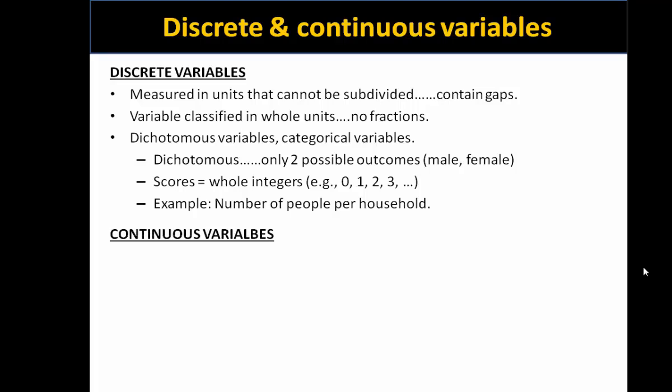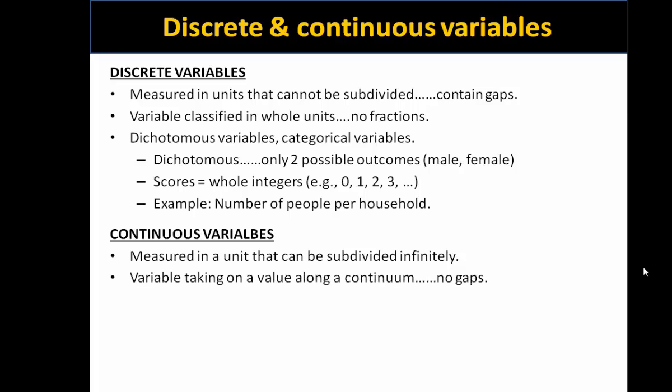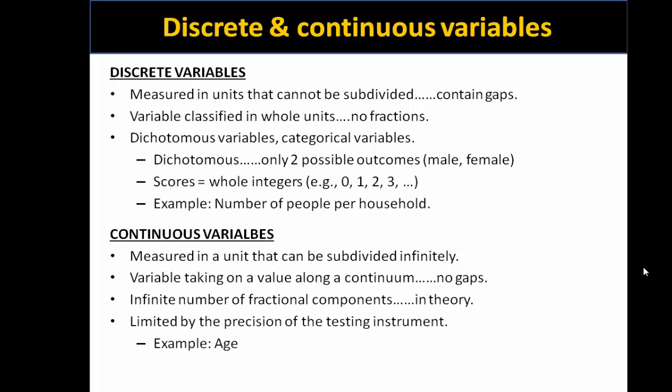This is different than continuous variables, which can be subdivided, in theory, infinitely. And so there are no gaps between the possible outcomes of a particular measurement. So the variable is taken along a continuum. So in theory, as mentioned, a continuous variable can have an infinite number of fractional components, and continuous variables are limited by the precision of the testing instrument.